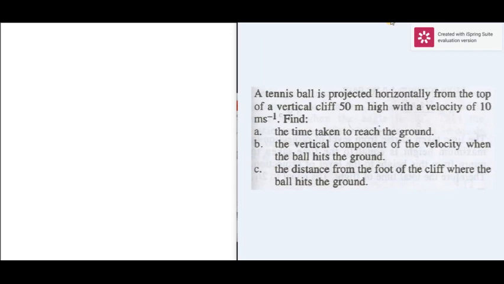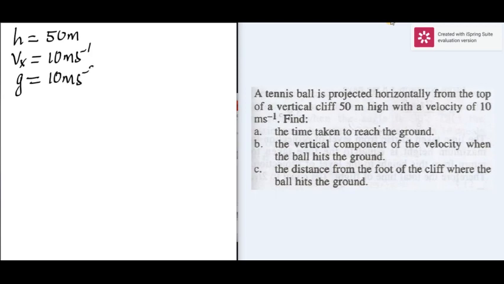The height of the cliff is given as h, 50 meters. The initial horizontal velocity is 10 meters per second. Acceleration due to gravity is 10 meters per second squared. The situation in the problem can be sketched.